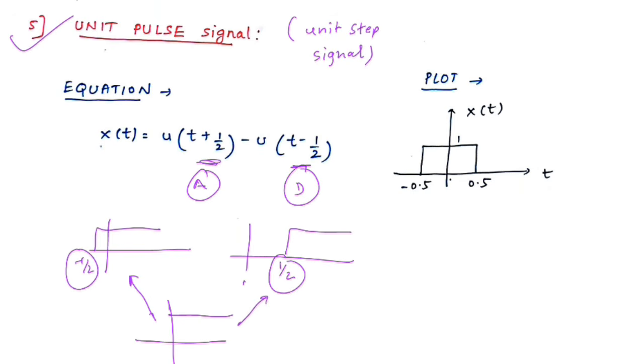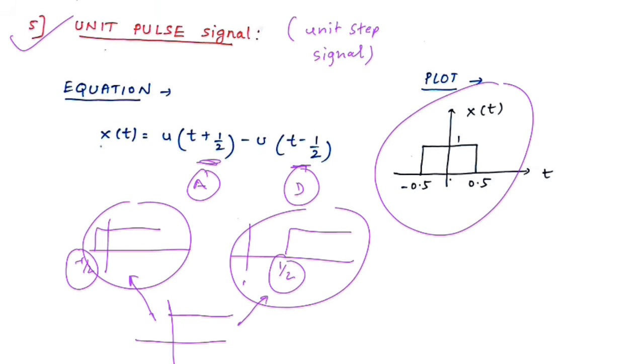If you subtract this term minus this term, you will get the unit pulse signal. The pulse signal basically means that the time interval is from minus 0.5 to 0.5. So the time interval is 1, and in this interval our signal is working and the amplitude is 1. For the rest of the values, again we have the amplitude as 0. So this is how the unit pulse signal looks.